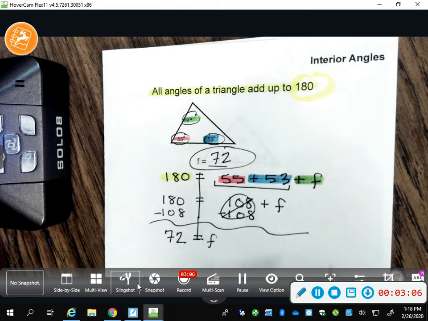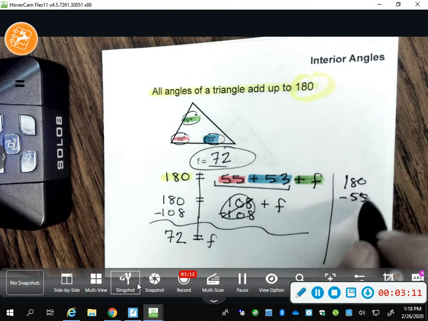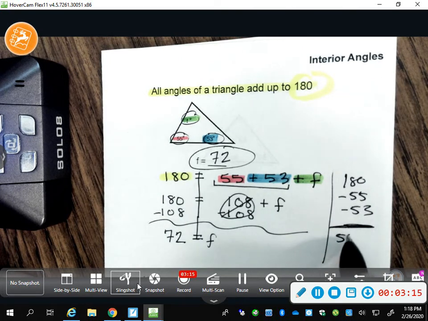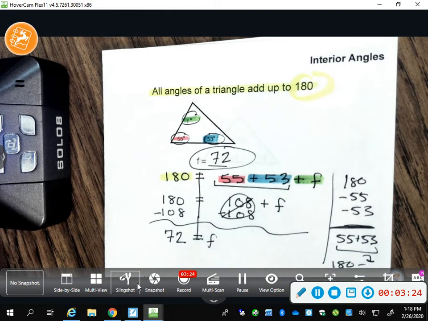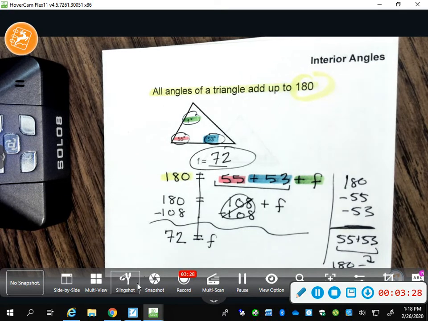A lot of people are asking me, well, why can't I just say 180 minus 55 minus 53? Or why couldn't I just say 55 plus 53, we'll take that number and subtract it from 180? That's exactly what we did. We just wrote an equation out for it. I want us to get in the habit of doing this for the examples that you're about to see in a moment.